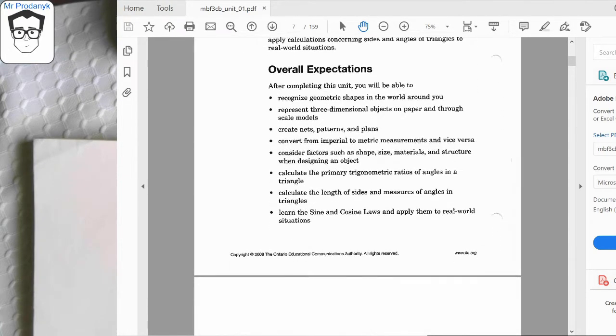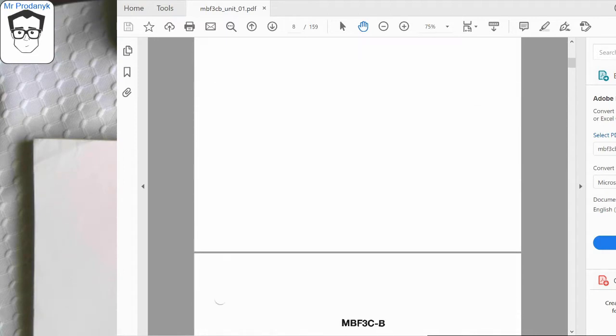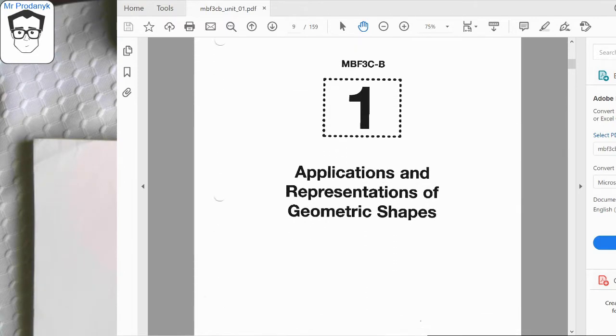Recognizing geometric shapes and why we even bother to study some of these different things in math. It's about an appreciation of math around us. A lot of people like to argue, when am I ever going to use this? Not going to use it. Well, you don't really know what life's going to throw at you, so it's kind of good to know a little bit about a bunch of different things.